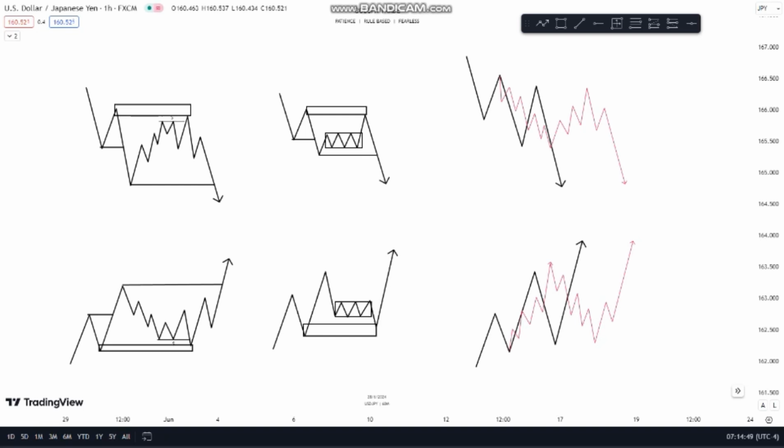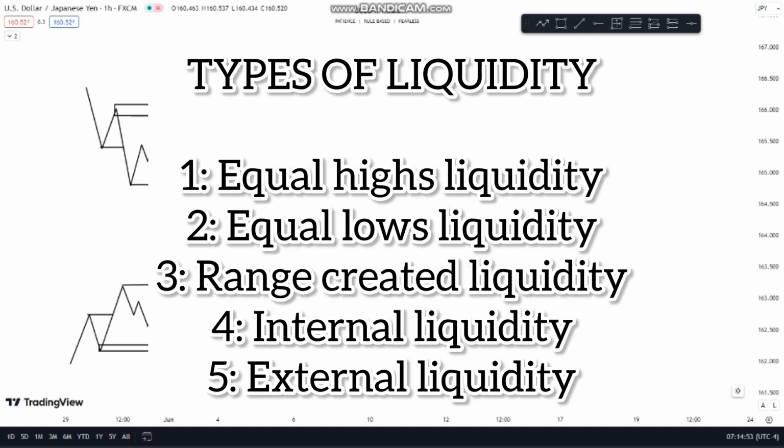So let's move on. We have types of liquidity. First one, equal high liquidity, which is double tops, equal low liquidity, which is double bottom, range created liquidity, internal liquidity, and external liquidity. We have 5 types of liquidity.